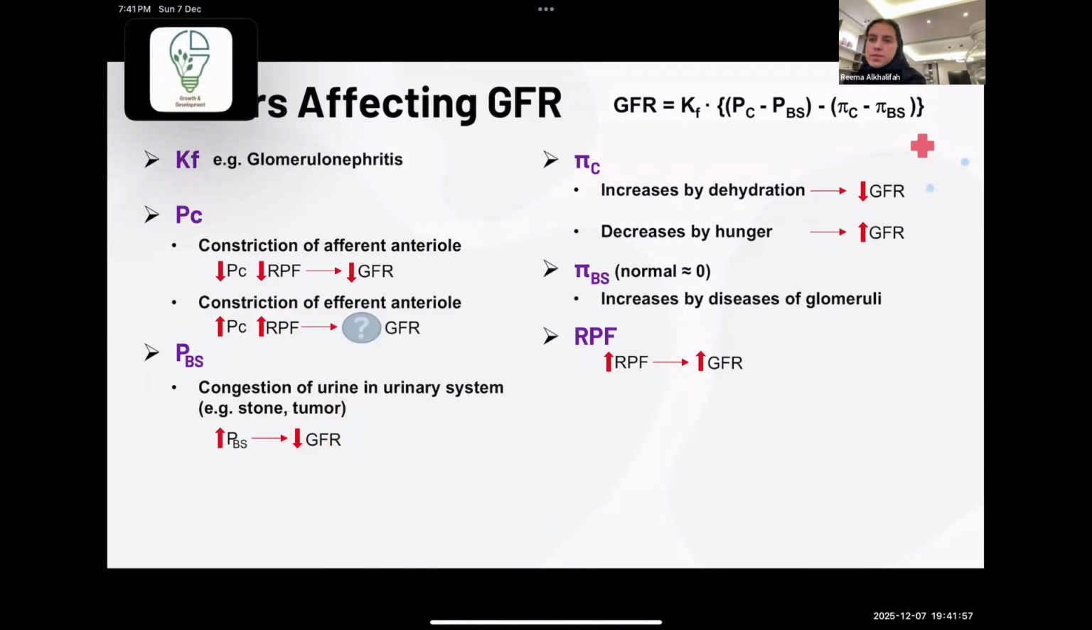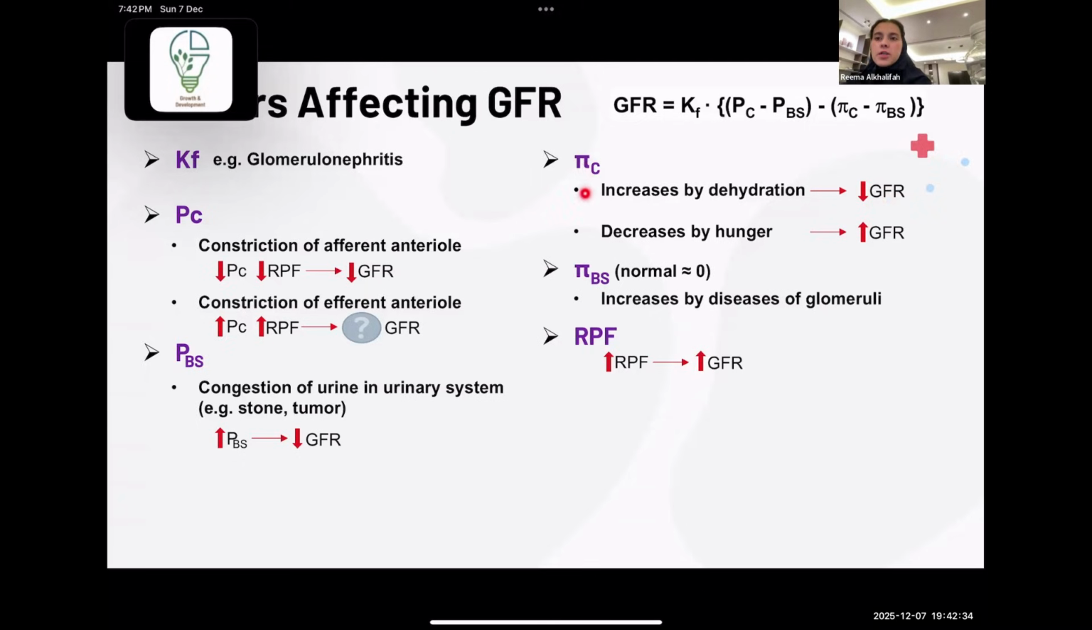Moving on to the oncotic pressures. Now, the oncotic pressure of the capillary increases by dehydration. Why is that? With dehydration, the volume decreases, so there's more concentration of the plasma proteins in the capillary itself. So this increases the oncotic pressure of the capillary, thus decreasing the GFR, because again, oncotic pressure helps pull fluid. So it does not like the fluid to be filtered through the membrane.